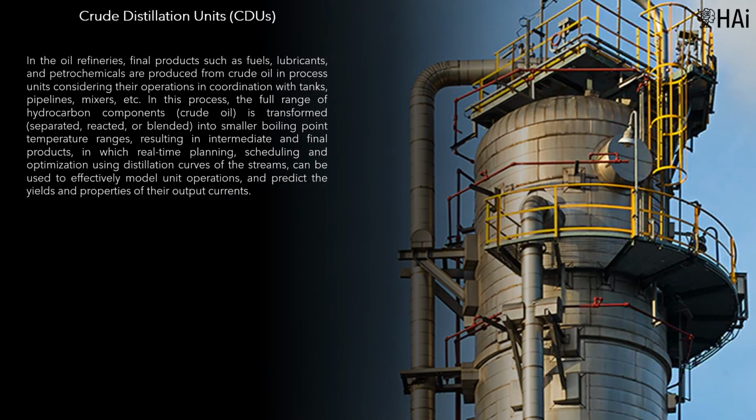Crude Distillation Unit, CDU. In the oil refineries, final products such as fuels, lubricants, and petrochemicals are produced from crude oil and process units, considering their operations in coordination with tanks, pipelines, mixers, etc. In this process, the full range of hydrocarbon components, crude oil, is transformed, separated, reacted, or blended into smaller boiling point temperature ranges, resulting in intermediate and final products, in which real-time planning, scheduling and optimization using distillation curves of the streams can be used to effectively model unit operations, and predict the yields and properties of their output streams.